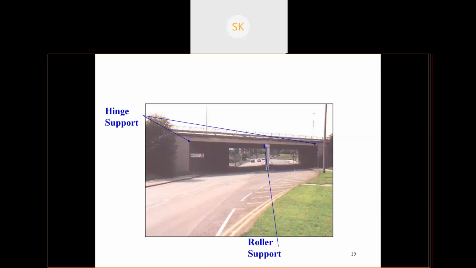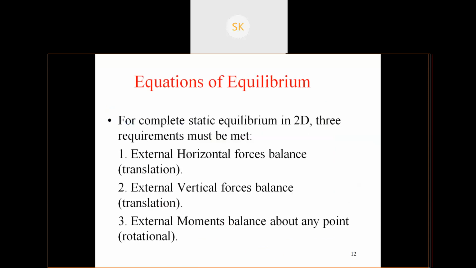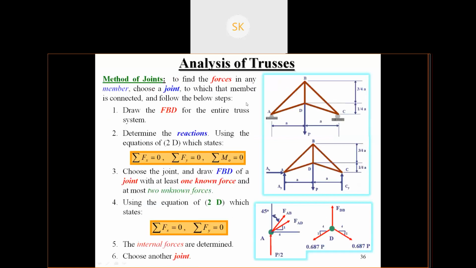Hope today's class so far is clear to you all. We'll do numericals in the next class, fully on method of joints. We'll do analysis of truss, fully on method of joints. We'll do 2-3 numericals on method of joints and then we'll move forward to method of sections. Is it okay?